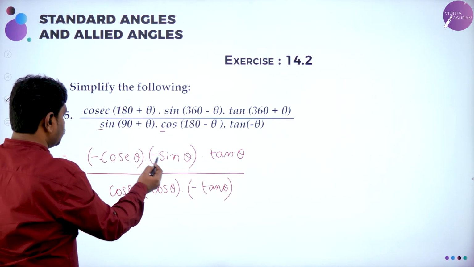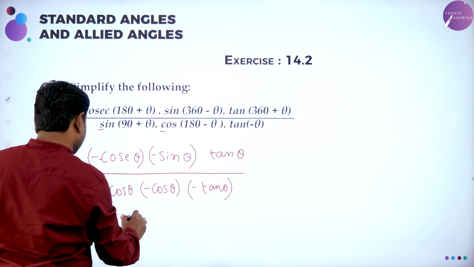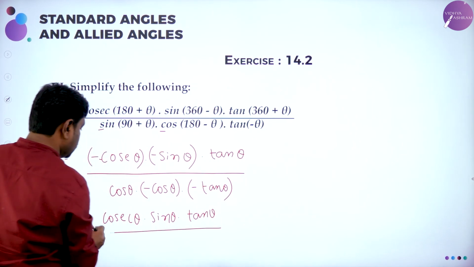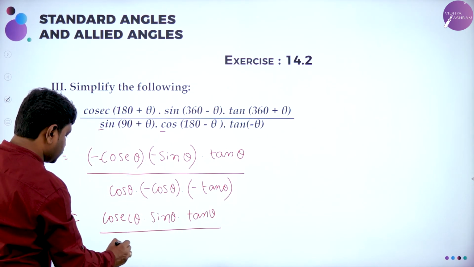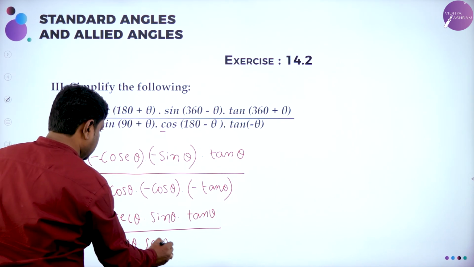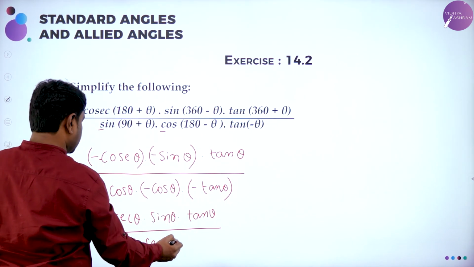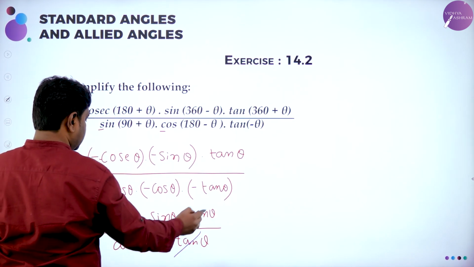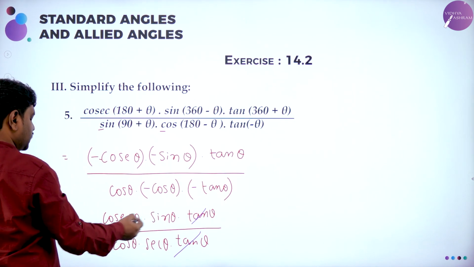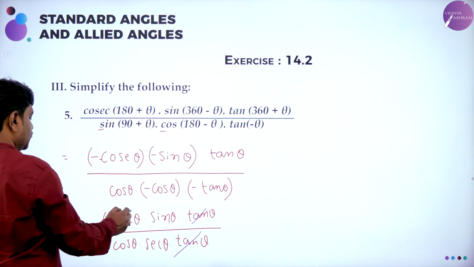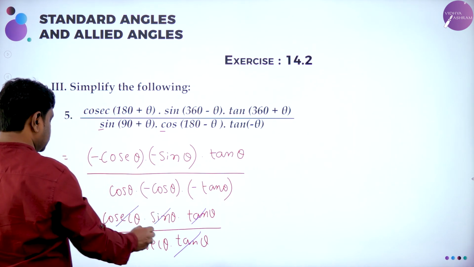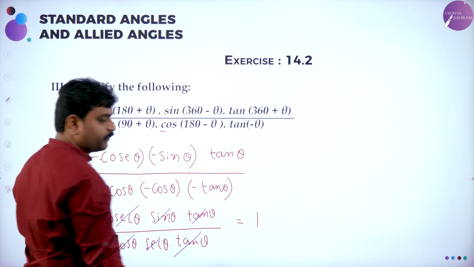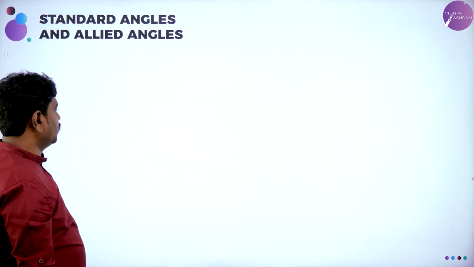So now minus into minus, plus in the numerator. In the numerator we'll have cosecant theta into sin theta positive into tan theta. In the denominator, minus into minus plus again, cos theta into secant theta, plus into minus becomes plus into tan theta. So now cancel the like terms. So tan theta cancels, and you know cosecant and sine are reciprocals. These two also cancel. Cosecant and sine cancel, cos and secant cancel, and after cancelling all the terms, we are left with what? 1. That's it.